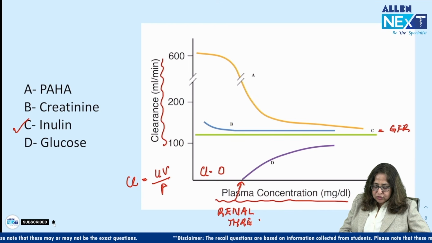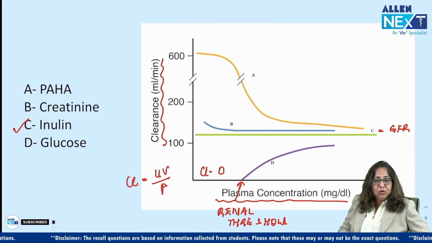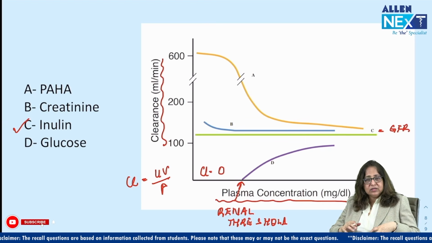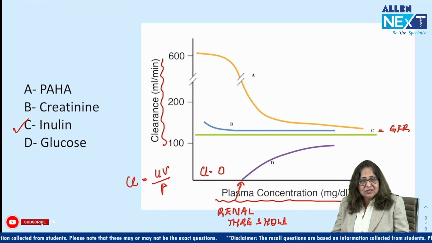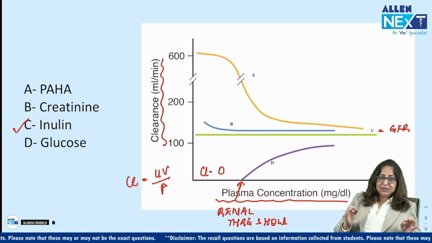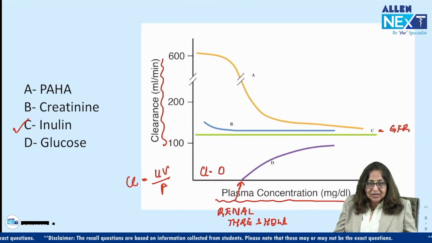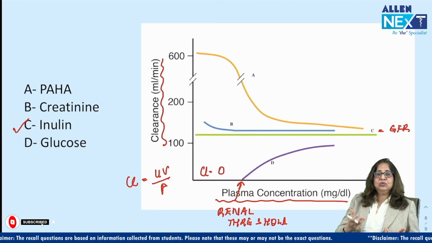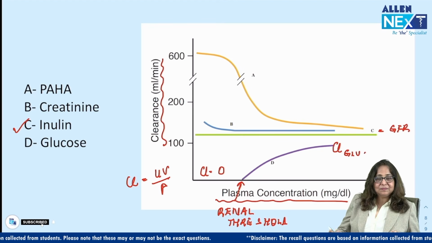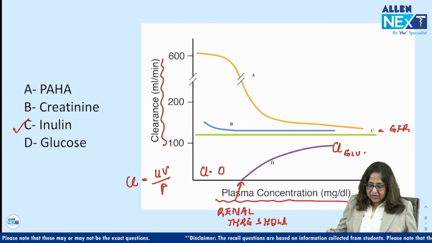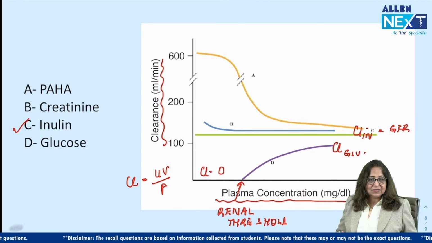What is renal threshold? Renal threshold is the plasma concentration beyond which glucose begins to appear in the urine. Below renal threshold, whatever glucose is filtered is going to be reabsorbed. So urinary glucose is 0, and if urinary glucose is 0, clearance will be 0. But after the plasma concentration of glucose reaches renal threshold, it begins to appear in the urine, so clearance of glucose will increase. So D is the clearance of glucose. C was clearance of inulin.